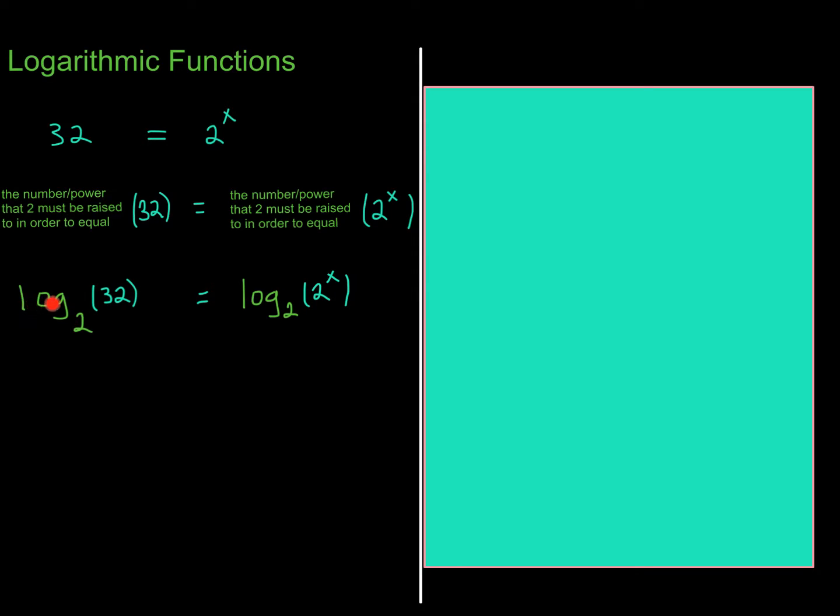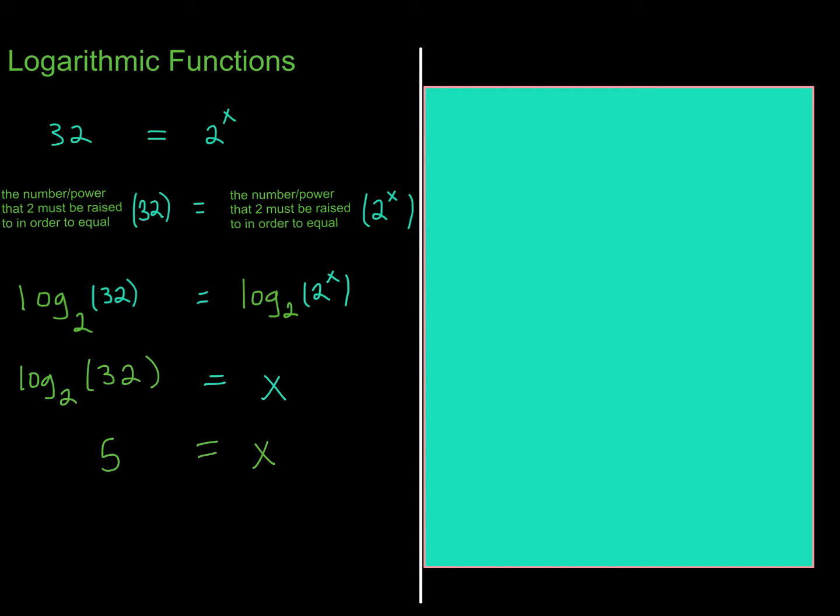And I can read that as the log base 2 of 32, and what that means is I'm looking for the number that 2 must be raised to in order to equal 32. And of course that results in x being equal to, and I'll write this here, the log base 2 of 32. And we can actually compute this in our head, right? What must I raise 2 to the power of to get 32? Well, that's going to be 5, and so x is equal to 5.